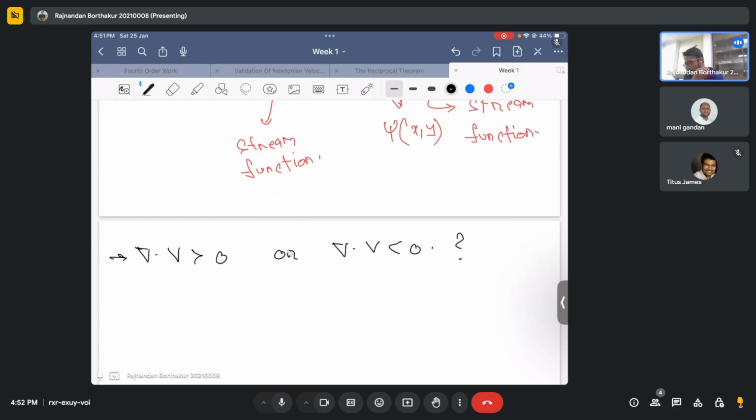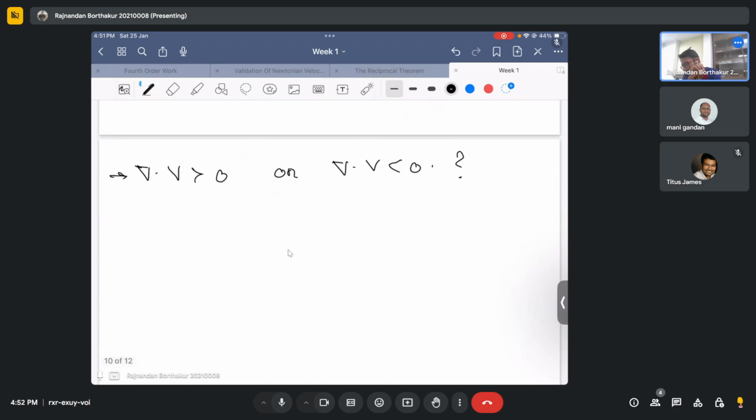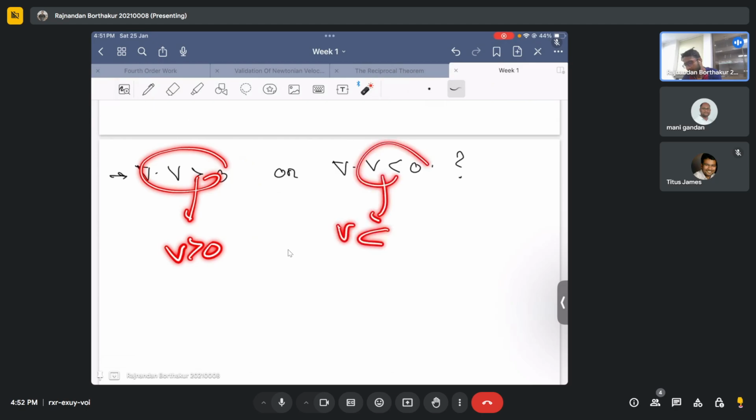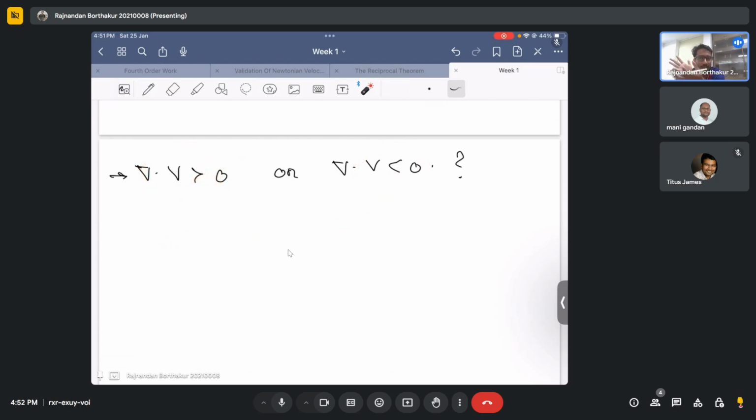So yeah, I understand what your problem is. Greater than zero means a source, and less than zero is a sink. I understand what you're trying to say. See, this does not mean that your velocity is greater than 0, or your velocity is less than 0. It just says that if you have a vector field, you calculate the divergence. If it is 0, the fluid is incompressible, but it can still move. It doesn't mean that your velocity is zero.